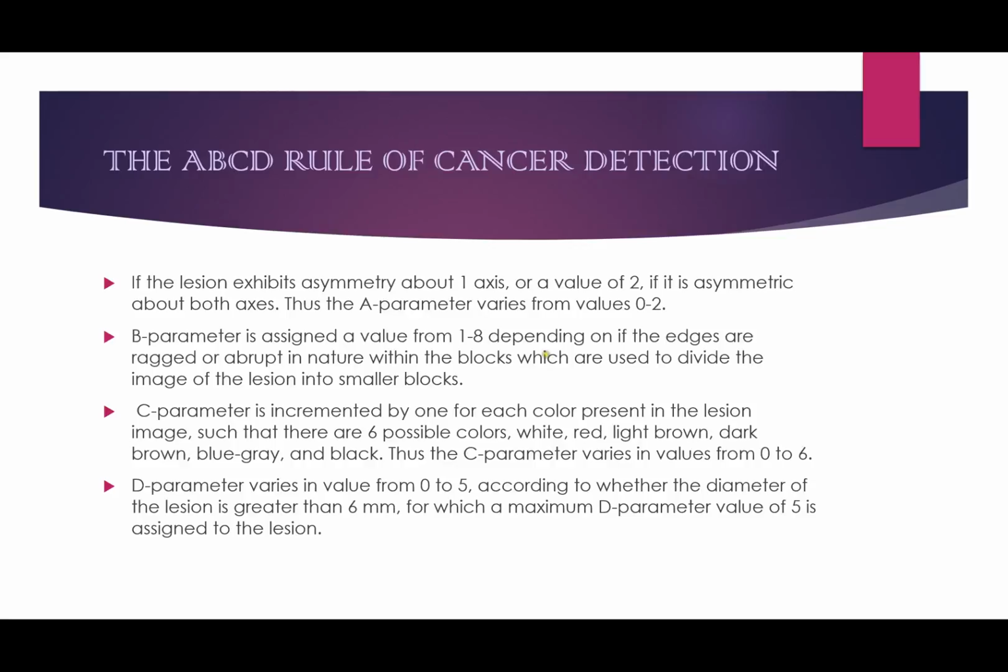Now, if our lesion exhibits asymmetry about one axis or about two axes, then we assign a value of 1 or 2, so the A parameter varies from 0 to 2. We vary the B parameter from 0, 1 to 8, depending on the number of blocks which define the ragged nature of the lesion in terms of smaller blocks. We define the color parameter in terms of each of the colors present in the lesion. The 6 possible colors are white, red, light brown, dark brown, blue-gray, and black. Depending on the number of colors present, the C parameter varies in values from 0 to 6. And as I stated earlier, the melanoma size and diameter varies in values from 0 to 6 millimeters. For any melanoma which is above 6 millimeters, there is a very strong likelihood that it is a threat, and thus it is assigned a value of 5, the maximum value.